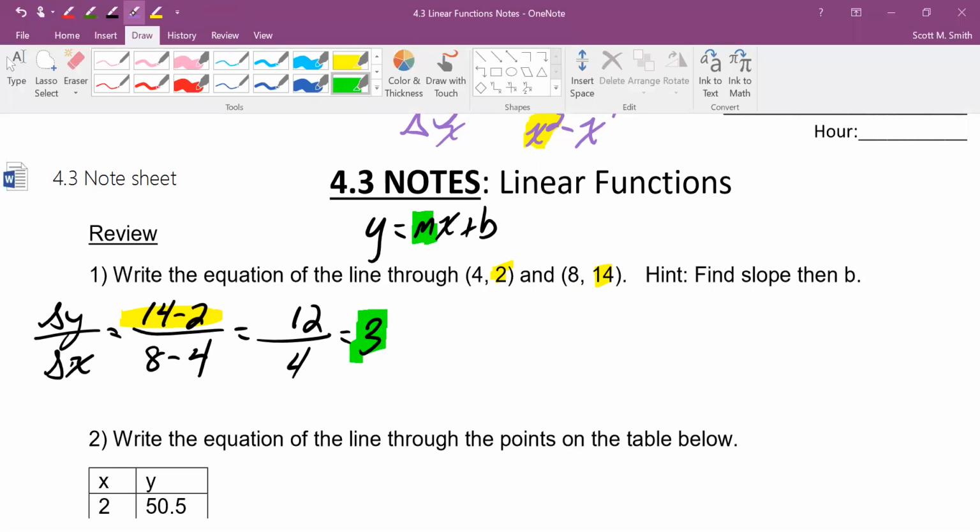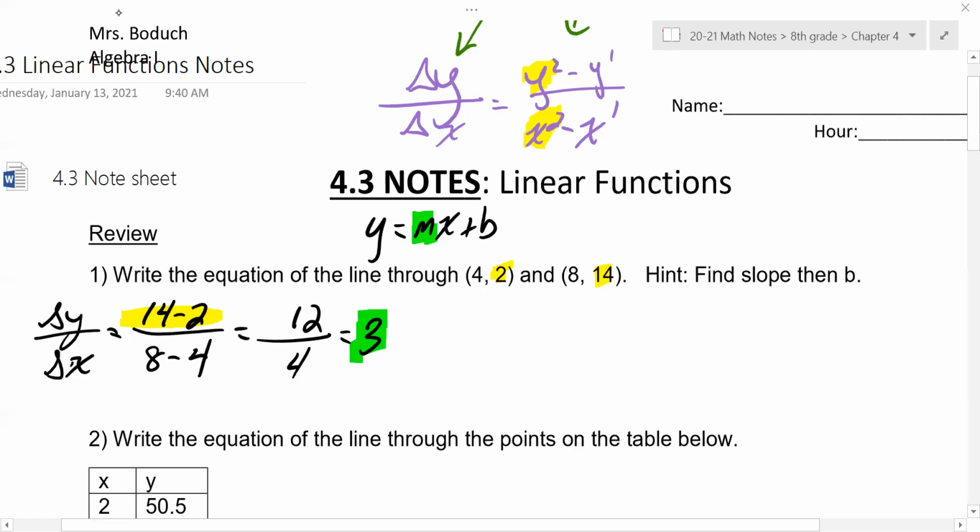But I need to find everything in there. So I can use any of these plot points as my y value and my x value. Oh, one other thing I want to add. If you did that backwards, as 2 minus 14 and 4 minus 8, you would still get 3, because it'd be a negative over a negative, which is a positive. But you have to make sure that you are using the same coordinates in the same order, that you're not accidentally doing 14 minus 2 and then 4 minus 8. That will not get you the right slope.